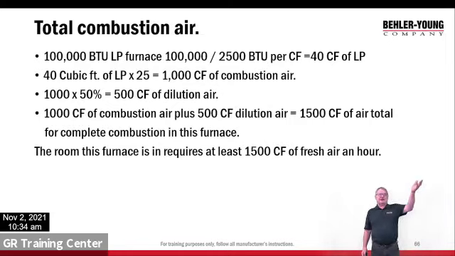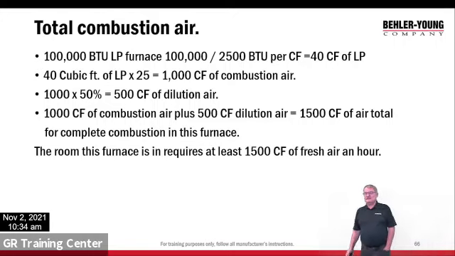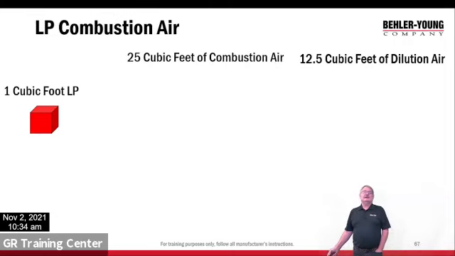So 100,000 BTU furnace divided by 2,500 BTUs per cubic foot equals 40 cubic feet. 40 cubic feet times 25 cubic feet of air per foot is 1,000 cubic feet of air. 1,000 times 50% for dilution air is another 500. So 1,000 plus 500, I need a total of 1,500 cubic feet of combustion air for this furnace. Do I have it? All right.